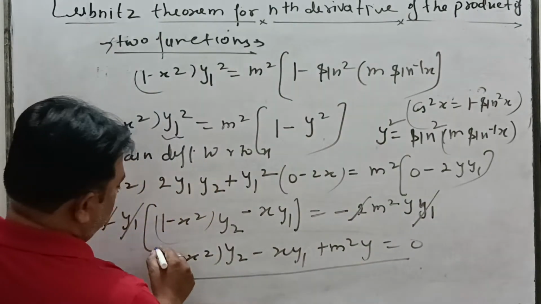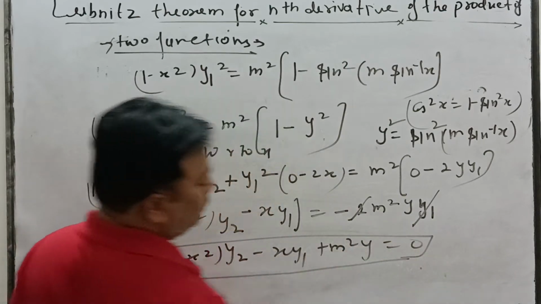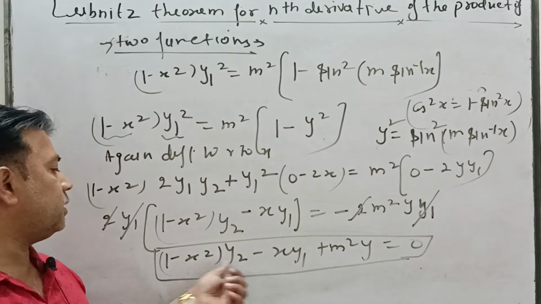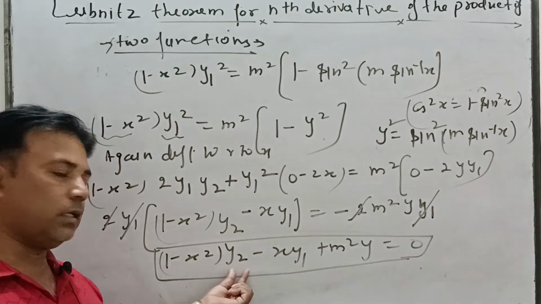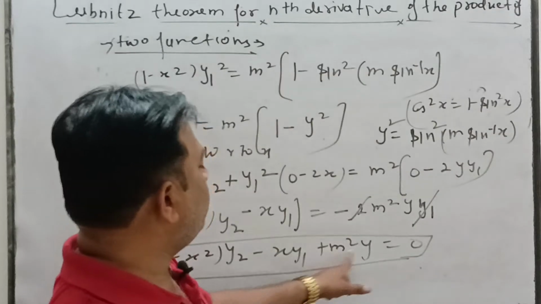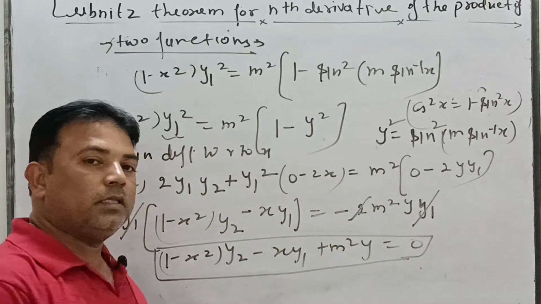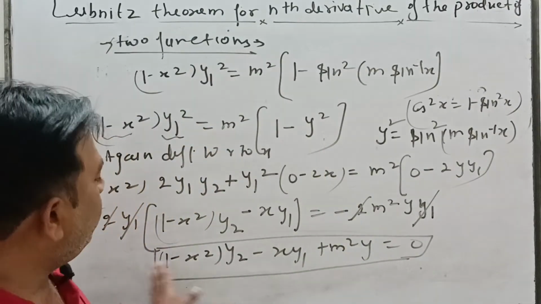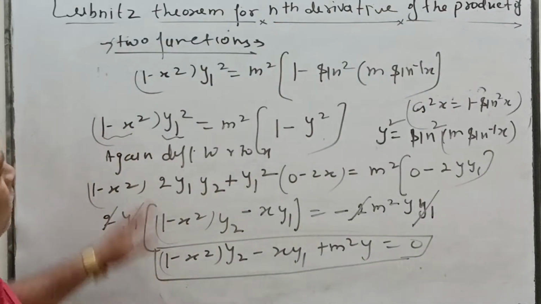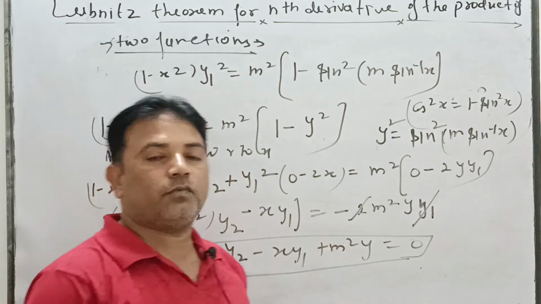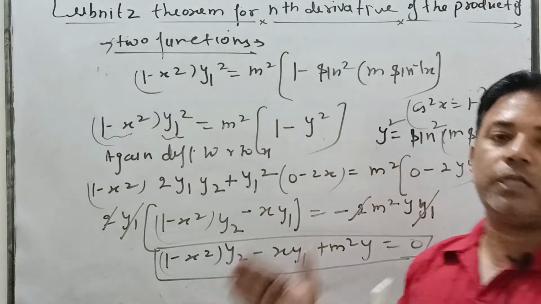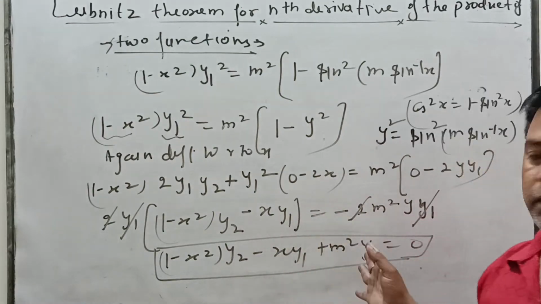We discussed the two times differentiation of this function. Convert it into a product of two functions: 1 minus x square by 1 is the first function, and x by 1 is the second function, m square y of this. After that we apply the Leibniz theorem. If you have any doubt, we are only differentiating two times, because the answer asks you to find the yn plus 2 times differentiation of the given function.